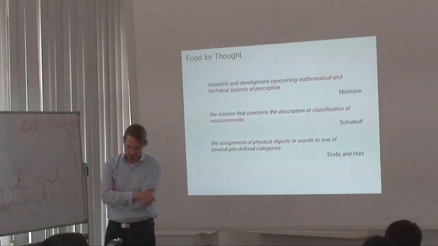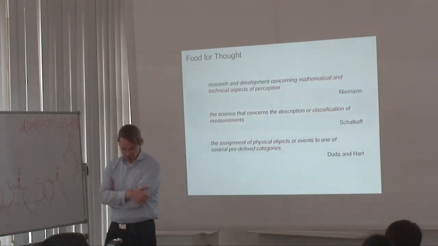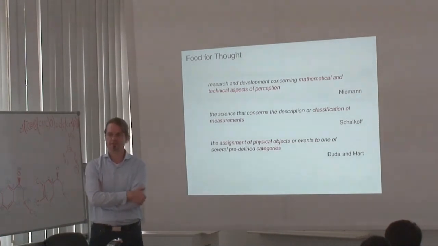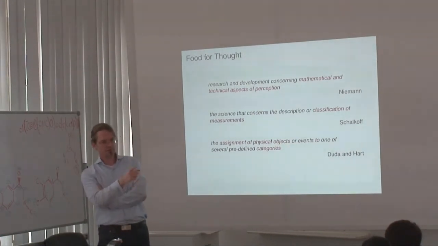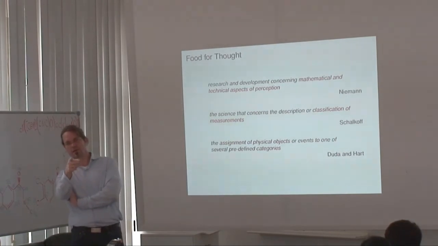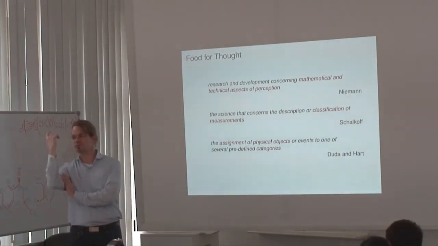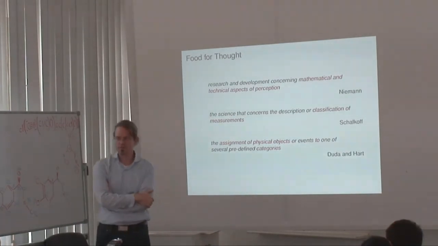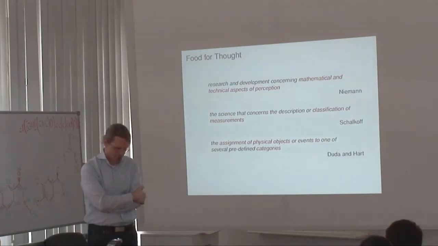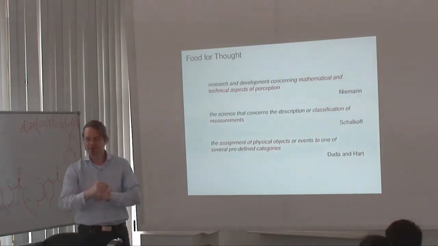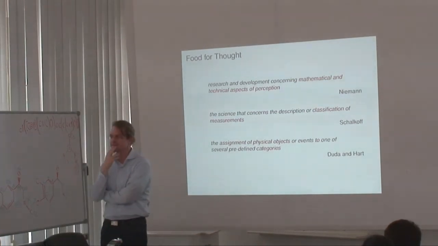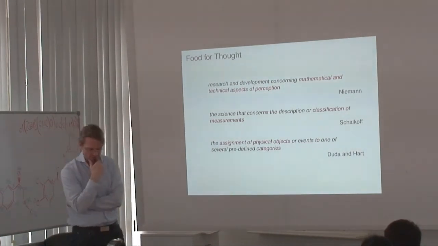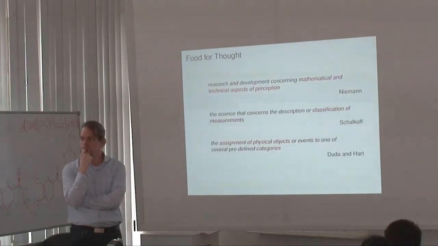Here are Duda and Hart. The assignment of physical objects or events to one of several predefined categories. That is easy. Male, female, male, female, female, male, male, male, male, female, male, male. See, I can do that. I had two predefined categories, male and female, and a couple of objects. Can do that, right? We are all physical objects. And I can assign categories to those. But where do these categories come from?